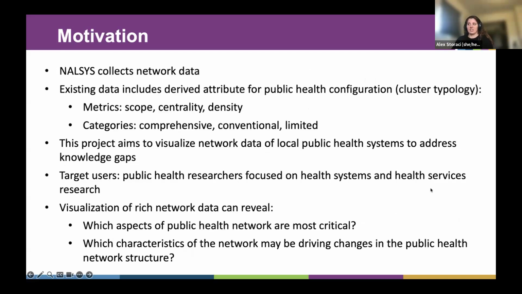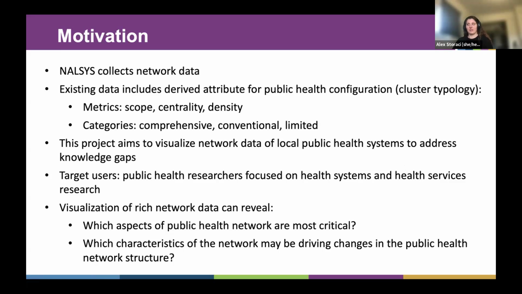As I mentioned, NALSYS collects information on local public health networks, and our data set consists of network data. In the data set, we have a derived attribute called public health system configuration, which we also call cluster typology. This attribute categorizes public health systems into basic categories based on scope, centrality, and density, and essentially defines a community's public health capacity as comprehensive, which is most effective, conventional, which is moderately effective, and then limited, which is least effective.